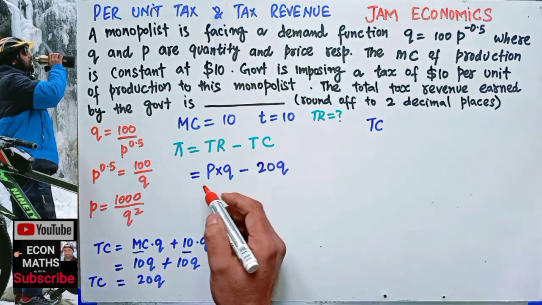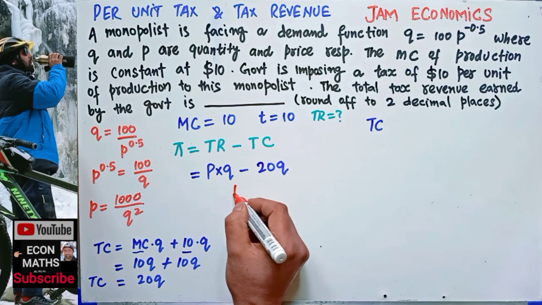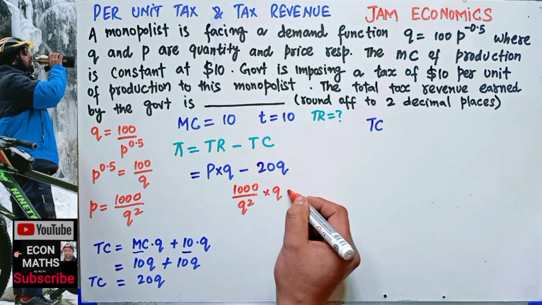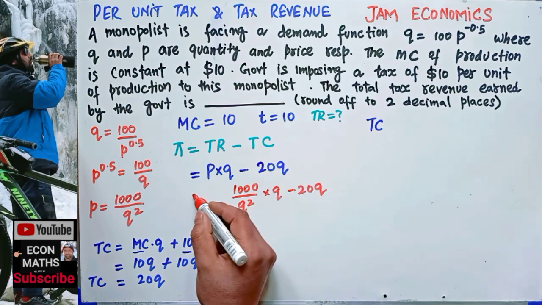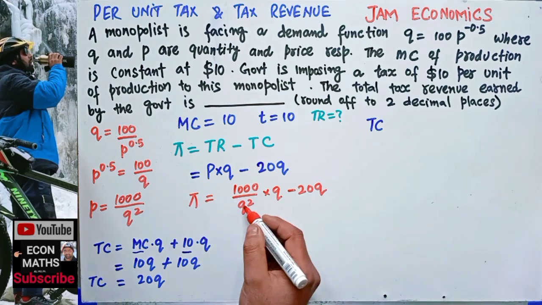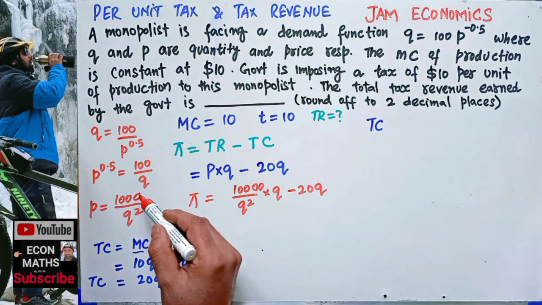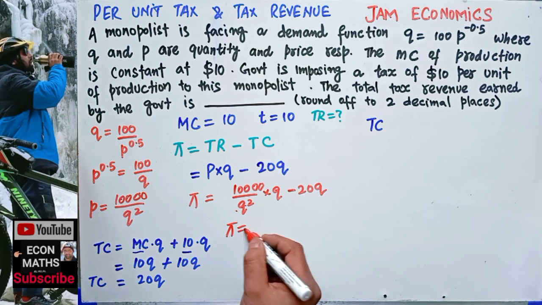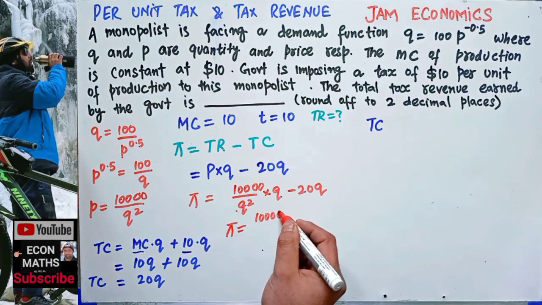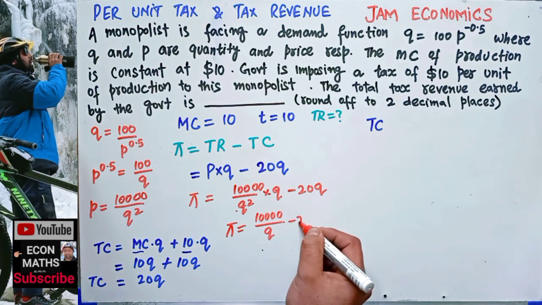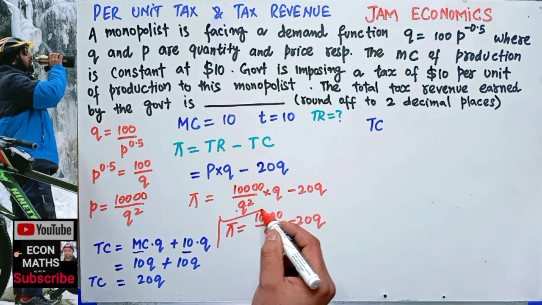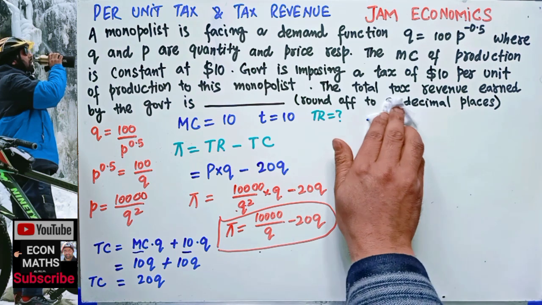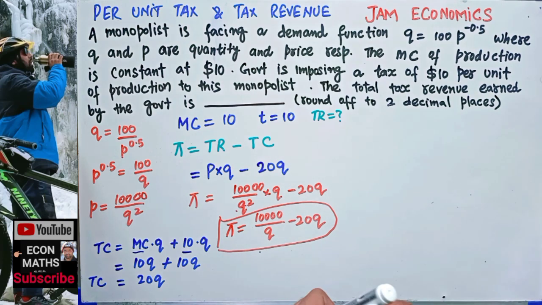Using the inverse demand function, 10,000 divided by Q squared times Q, minus 20Q. This is our total profit. One Q gets cancelled, and we are left with profit equals 10,000 divided by Q minus 20Q. This is our profit function. Here we don't need to find the marginal profit or any other stuff. Just visualize this profit function.